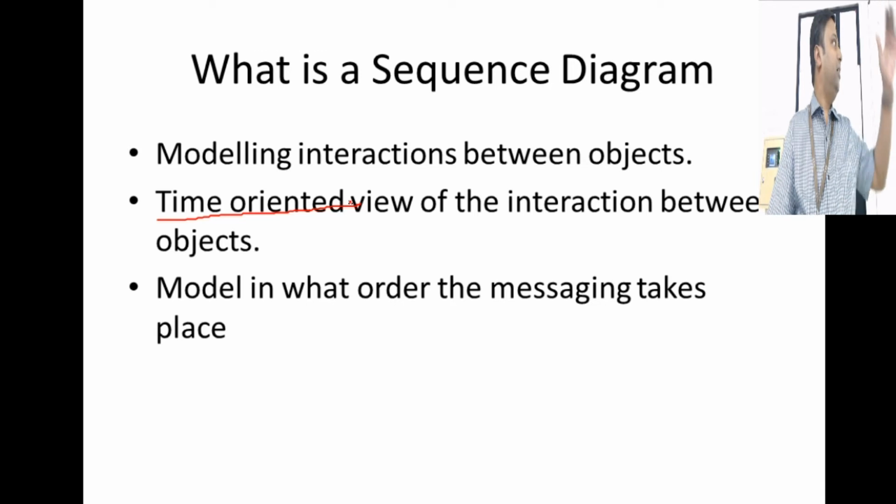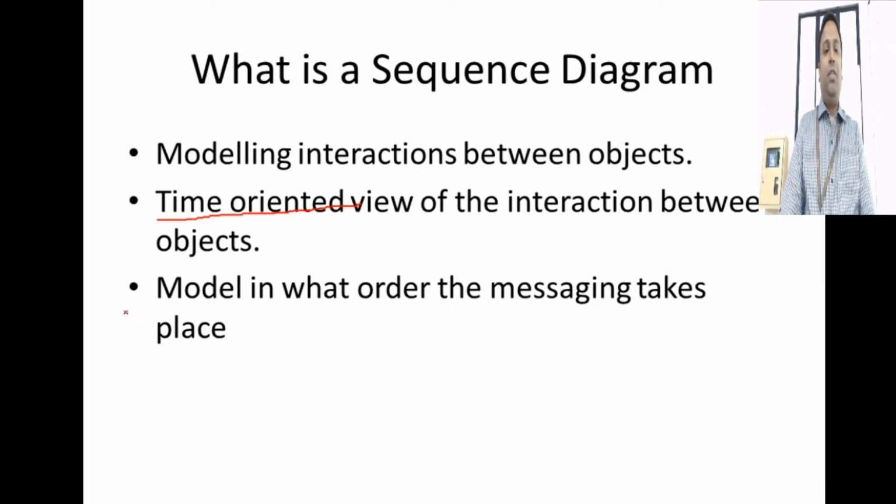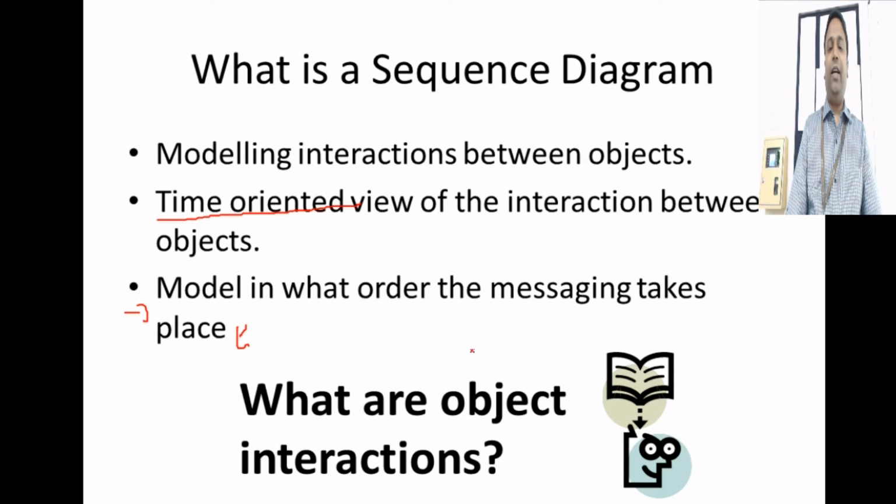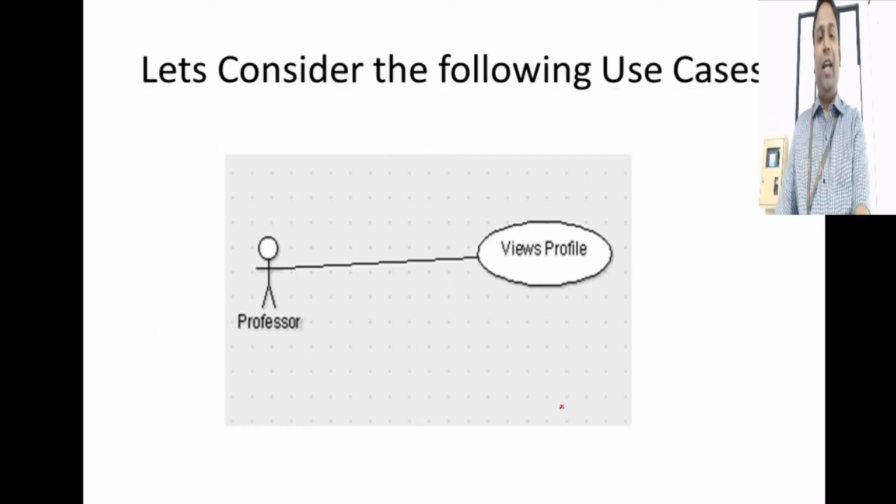In a sequence diagram we use time to represent that. So this is important. Model in what order the message is taking place. So we have to understand what are object interactions, how objects really interact with each other. For that I have taken a very simple scenario here.